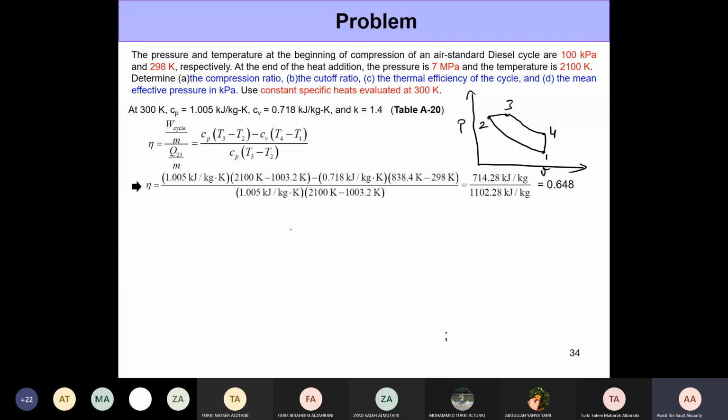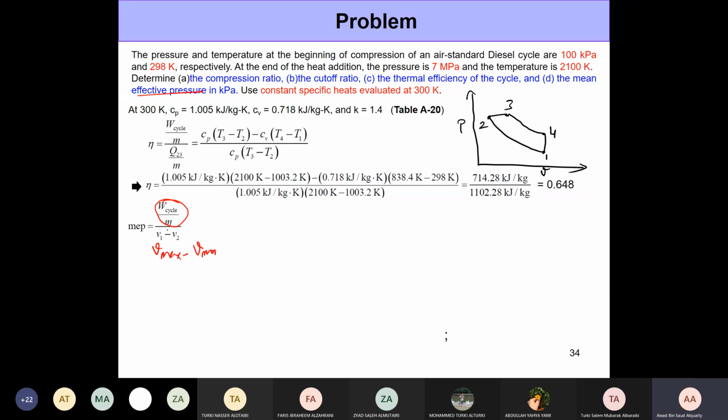OK, if there's nothing, then let's move forward actually. So after this, we need to determine the mean effective pressure. All right. The mean effective pressure is pretty straightforward. It's simply the net work output of the cycle divided by the displacement volume, or Vmax minus Vmin.